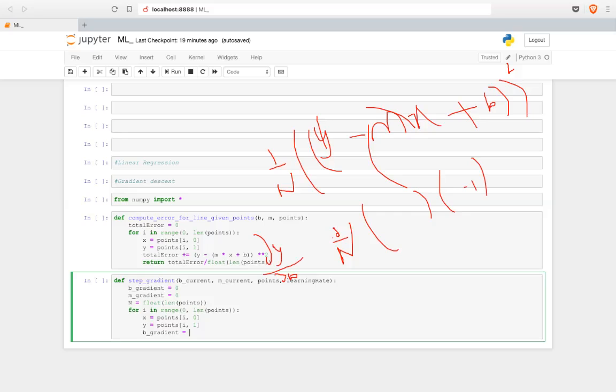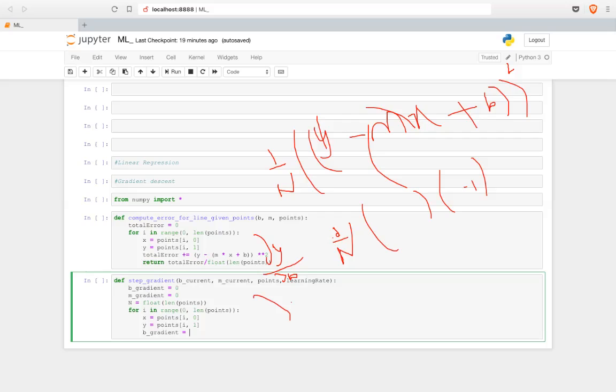Now, why do we take the partial derivative and not the complete derivative? Since we have multiple variables, we're only interested in finding the best value of m and the best value of b. Since we are only interested in these two, we take derivatives only with respect to these two. Next is the derivative dou y by dou b.